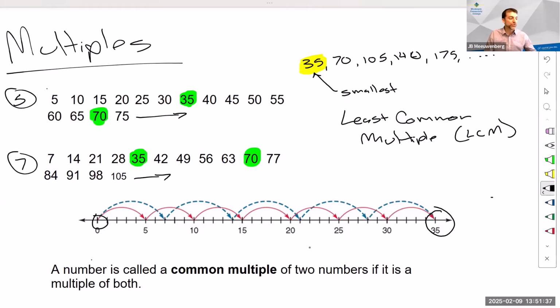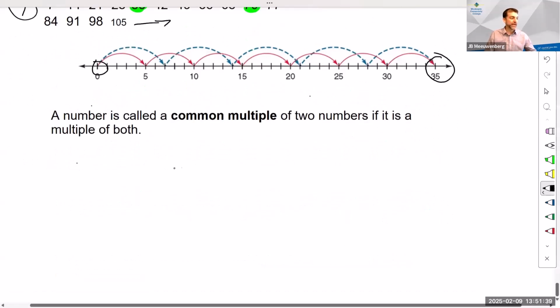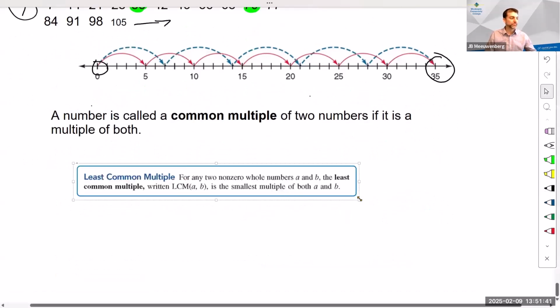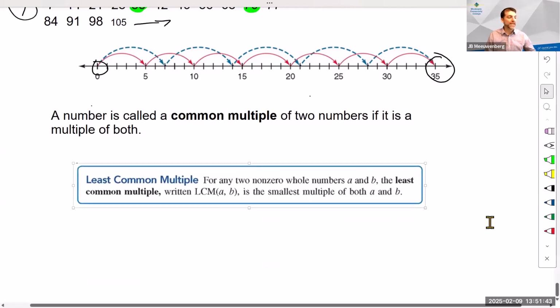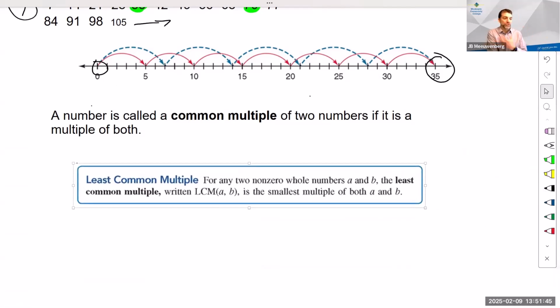And of course, we have a way to write that and a formal definition that I will share with you. So for any two non-zero whole numbers, A and B, again, 5 and 7, the least common multiple, written LCM(5, 7), is the smallest multiple of both A and B. And in this case, that would be 35.